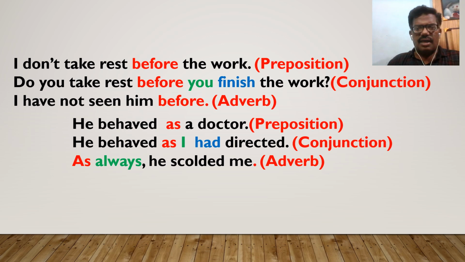In the first sentence, after the word as, we find a noun phrase, that is a doctor. So here the word as is called a preposition. In the second sentence, after the word as, we find a clause, that is subject plus verb. So here the word as is called conjunction. In the third sentence, after the word as, we find an adverb, that is always. So here as is called an adverb.